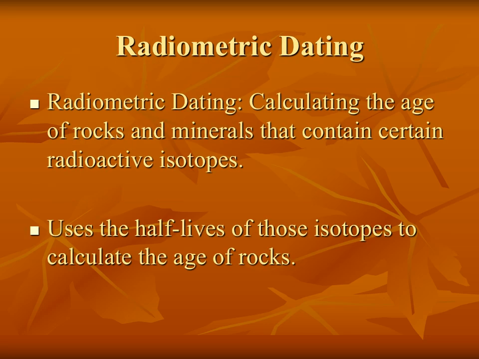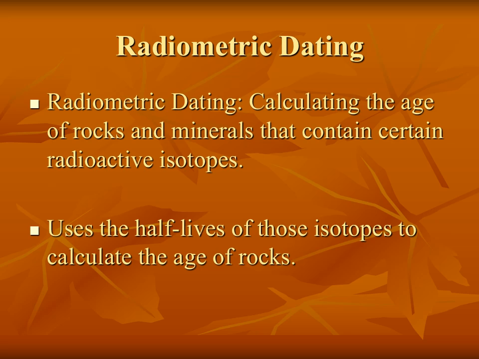Okay, the first kind is radiometric dating. And radiometric dating calculates the age of rocks and minerals based on certain radioactive isotopes. So isotopes are elements that have different numbers of neutrons. And so we'll get into some in just a minute. But basically, it's just an atom on the periodic table that has a different number of neutrons. And that makes it radioactive.